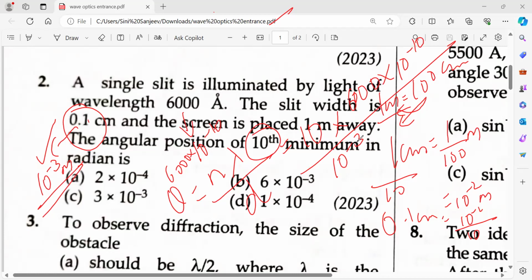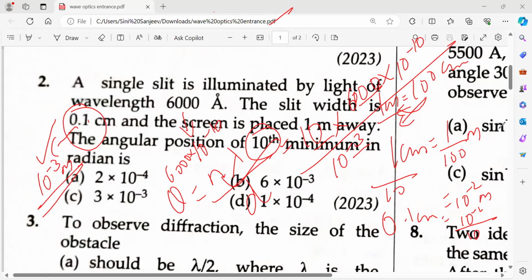So if this minus 3 will go to top, what will happen? Here also 10 is there. Correct? And how many zeros? 3, 4 zeros are here, and plus 3, 7 zeros. So obviously I can mark option B as the answer: 6 into 10 power minus 3.